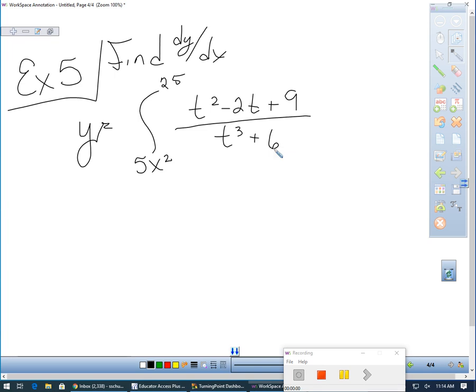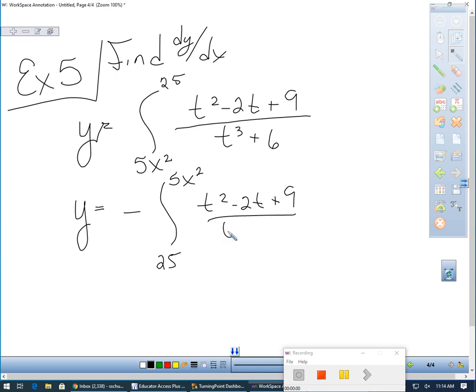So, first thing is we know it has to go from a number to an x, right? So we can flip it by putting a what in front? A negative. Awesome. So that's step number 1. y equals negative. And we're going to flip this from 25 to 5x squared. And I'll write it all out again just so you have it. 6, and of course I forgot my dt back here.